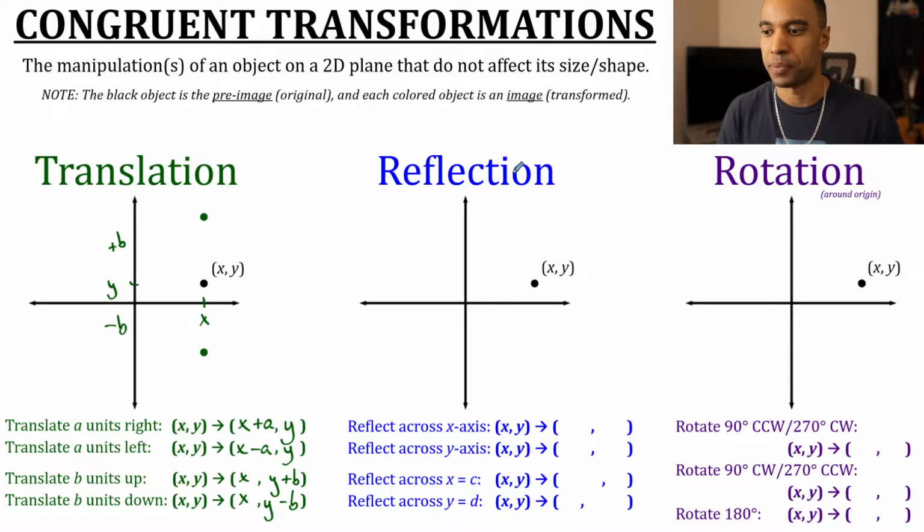These are probably the easiest ones here. Reflection. I'm going to start by reflecting across axes. And axes aren't really all that bad, because all you do, I want you to take a look at this and see if it makes sense. Well, let's reflect across the x-axis.